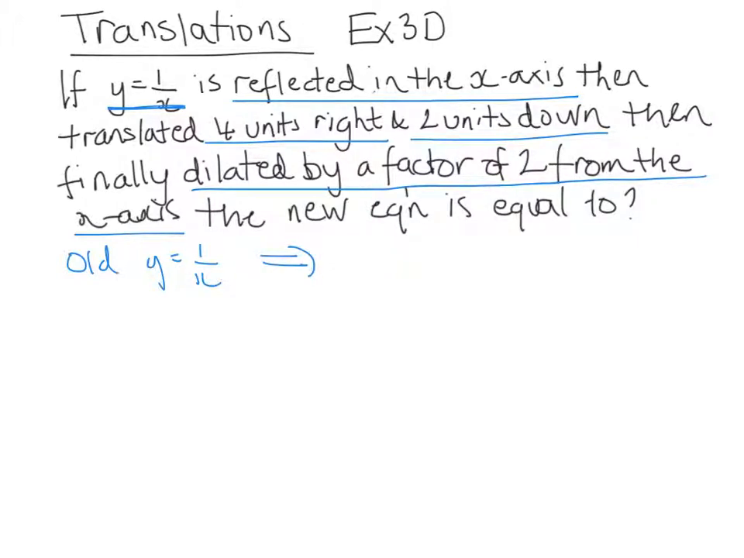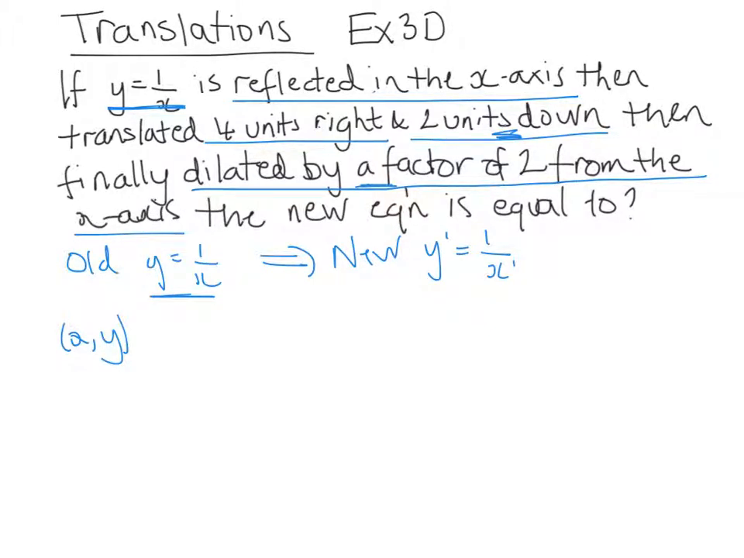1, 2, 3, 4 translations and dilations into a new graph, and that new graph will be something in terms of y dash and x dash. So let's pick a point on this old graph and we'll call it (x, y).